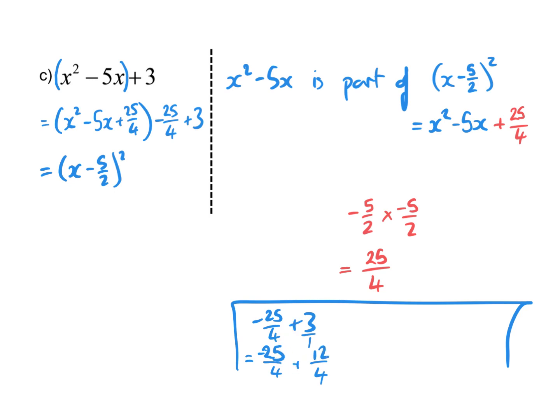Now that makes sense if you think about it. 12 divided by 4 is the same as the 3 we started with. That's just 12 divided by 4. Now negative 25 plus 12 is negative 13. So it's going to be negative 13 over 4 goes up here. And that's it simplified. And again, that's in completed square form.